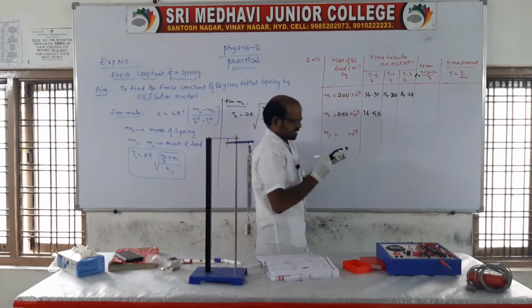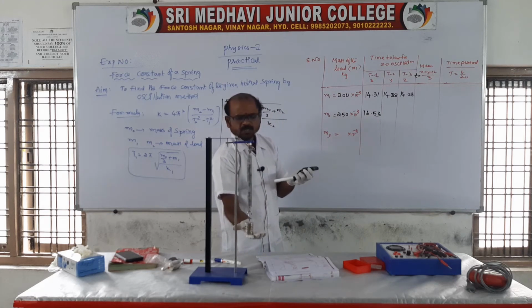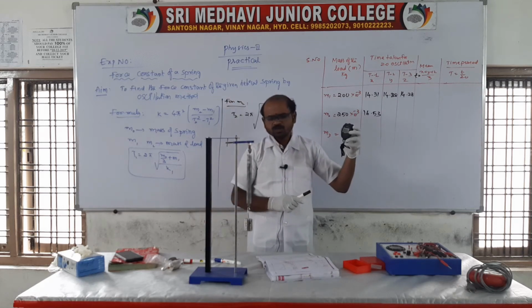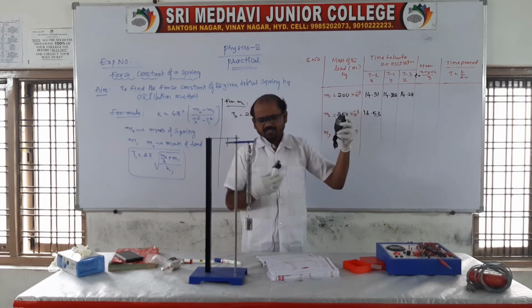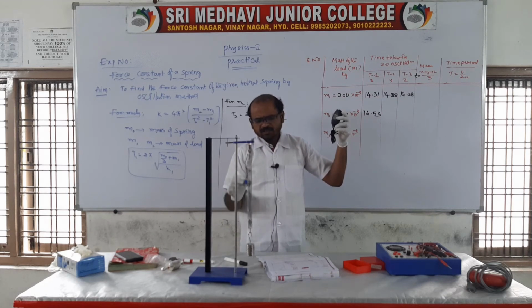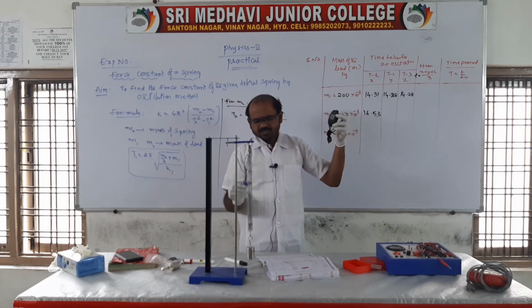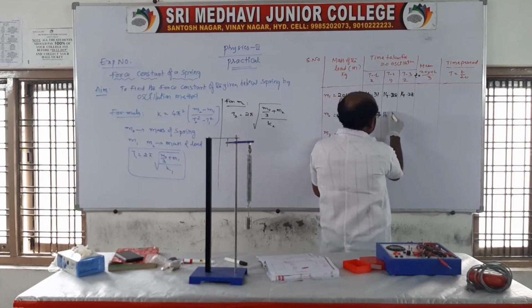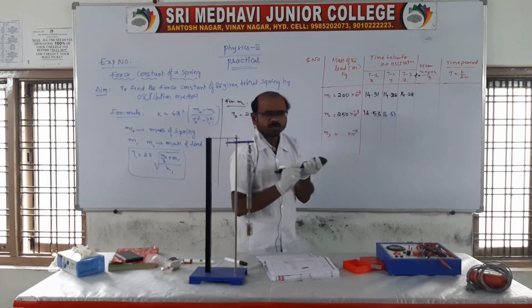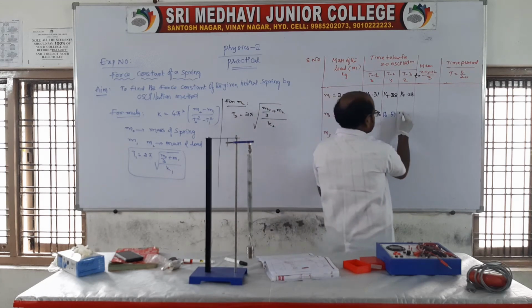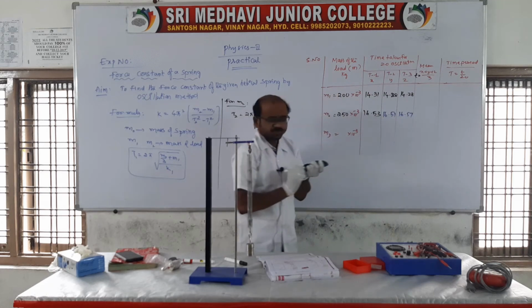Again you do the same. Stop it, pull it down again and count 1, 2, 3, up to 20. Stop the clock and note it; approximately it is also 16.51. For the third one you can write a value very close to 16.57. This is for 250 gram.